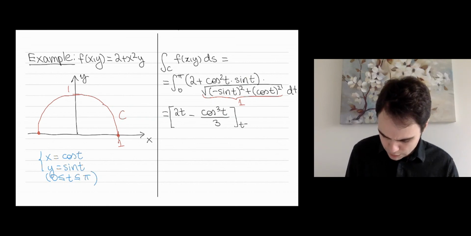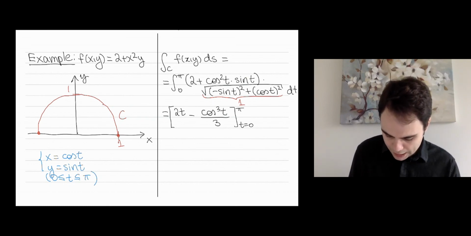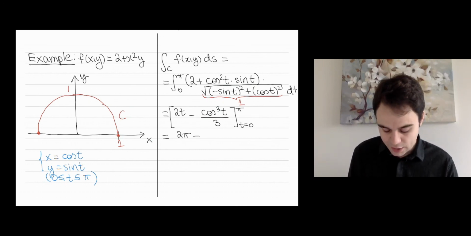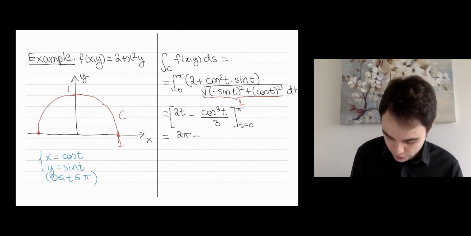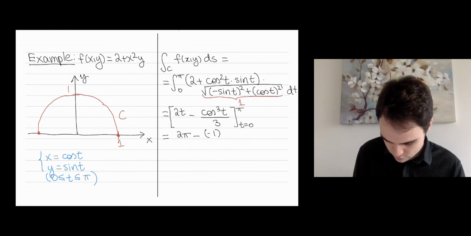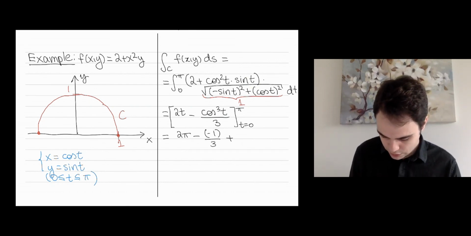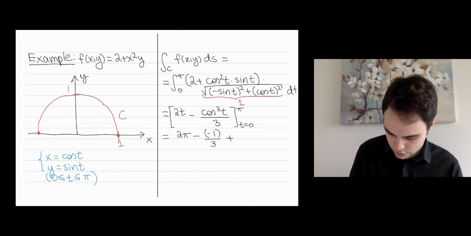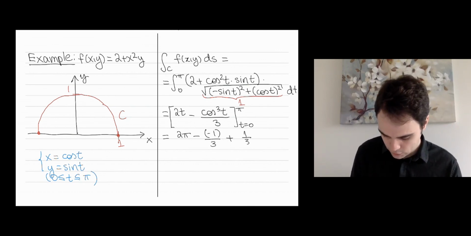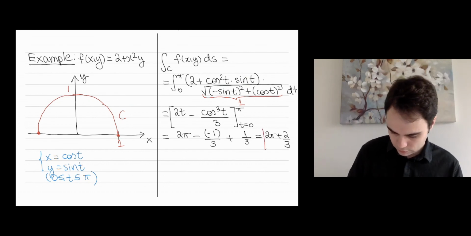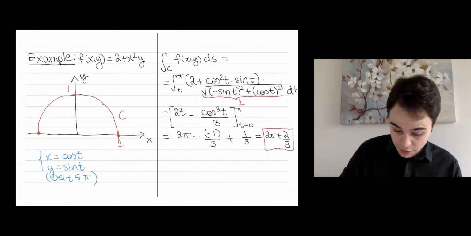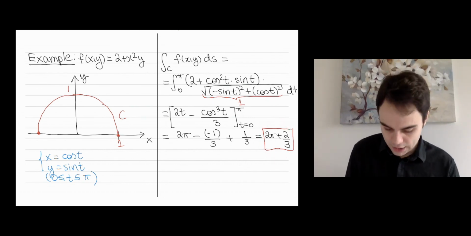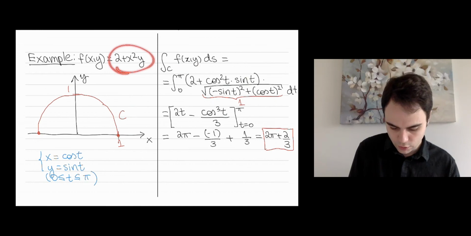And then we evaluate this for t between 0 and pi, so that's 2 pi minus cosine of pi cubed over 3, that's minus 1, then plus cosine of 0 cubed over 3, so cosine of 0 is 1, so 1/3. So that's 2 pi plus 2/3. So this number is the integral of this function over C.